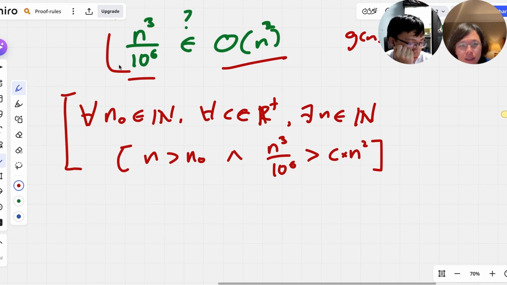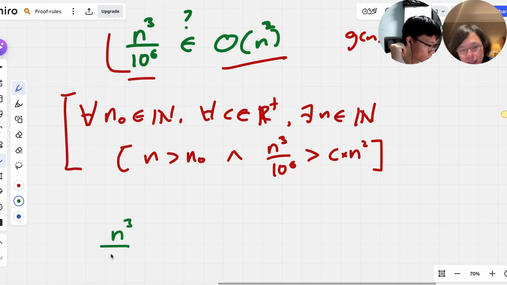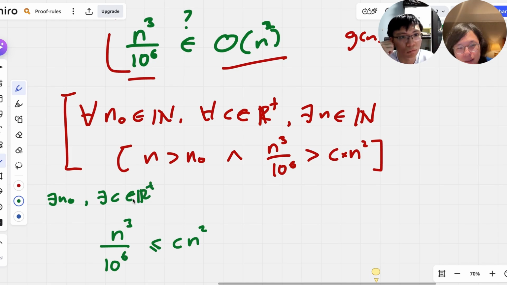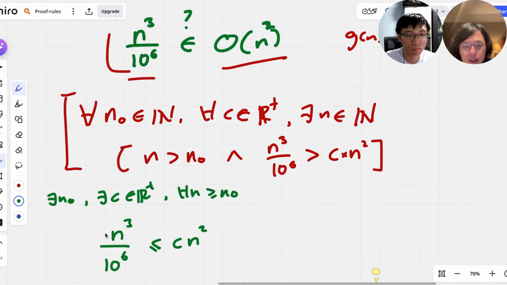Okay, so the easiest way to show this happens to be the following. Here's how we're gonna do it. Let's suppose, for the sake of contradiction, that n cubed divided by 10 to the power of 6 is less than or equal to c times n squared. So we're going to suppose that there does exist a starting point n0, and a constant c in R plus, such that for all values n greater than n0 onwards, this will happen.